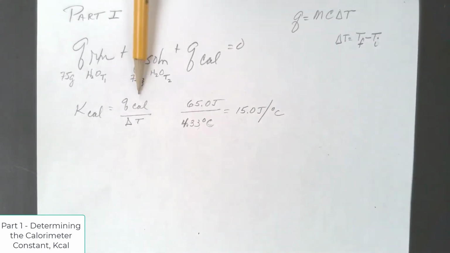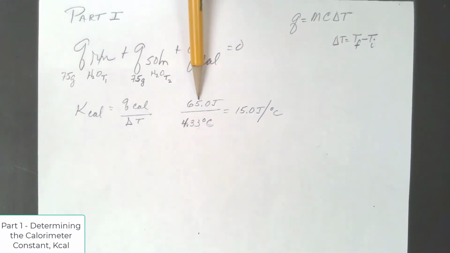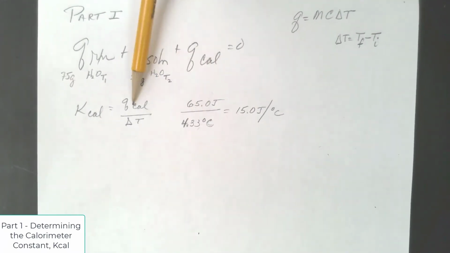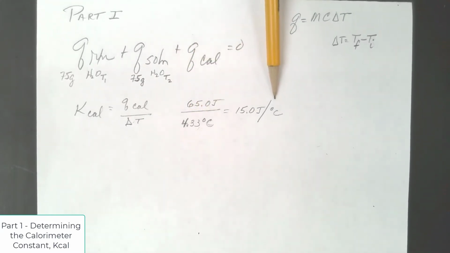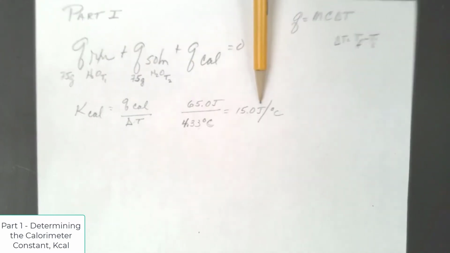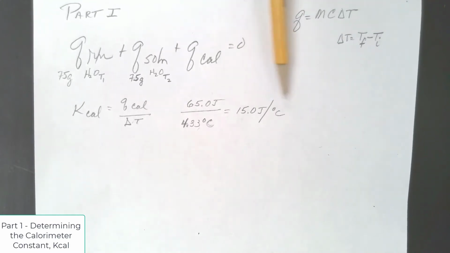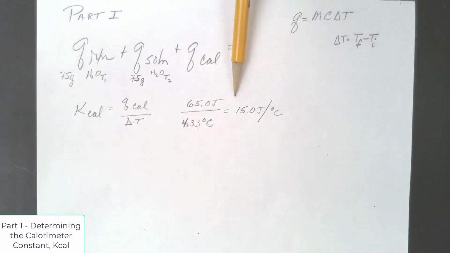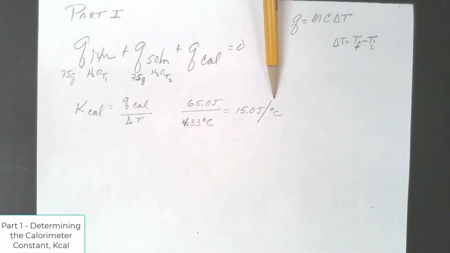So after going through, I found that solving for this value, I came up with 65 joules, and my temperature change was 4.33, so this would be my calorimeter constant. In other words, for every degree it changes, 15 joules of energy are absorbed or given off, either way, depending where it's going, exo or endo. So that's my calorimetry constant that we will be using in this experiment.